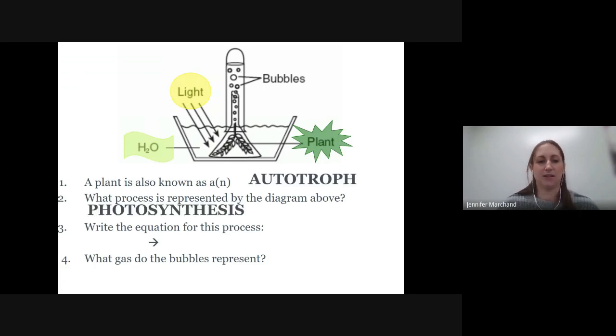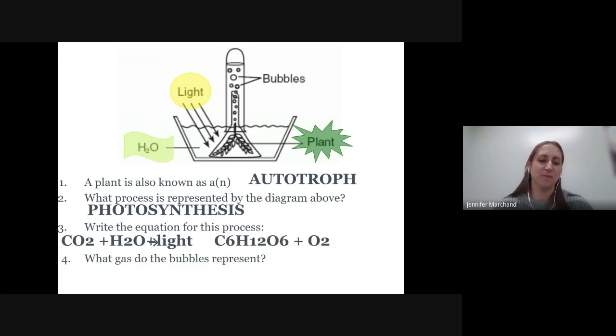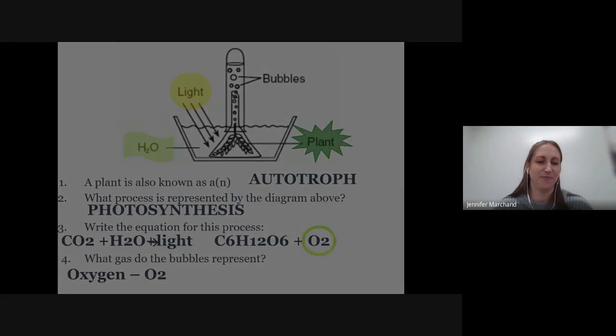Okay, so just a little bit of a review here. So we have a plant, which is known as an autotroph. The process represented in this diagram above is going to be photosynthesis. How would you write out this process? You're going to have the CO2 plus the water plus the light, which will then produce the glucose and the oxygen. And the bubbles are going to represent the oxygen that is released back into the atmosphere.